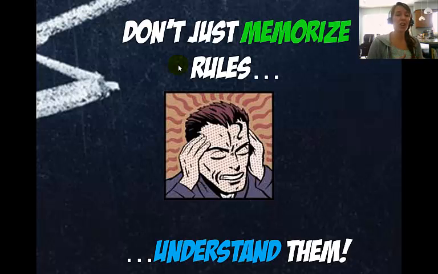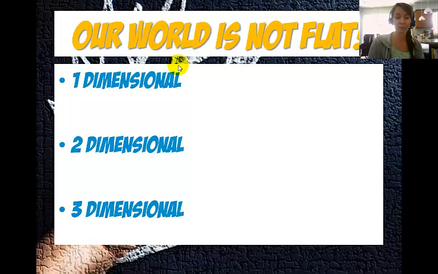And it's good to know, don't just memorize the rules of these formulas because there are formulas all over the place when we're talking about geometry. But you need to understand where those formulas are coming from. If you understand and you have some of that background knowledge, that's really going to go a long way to help you. So let's start with that background knowledge here.